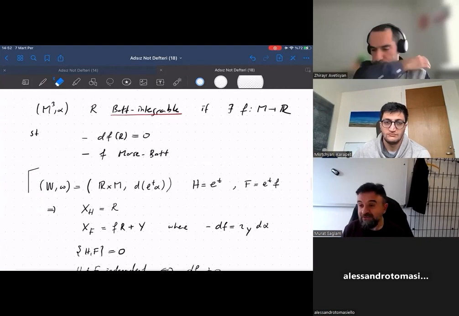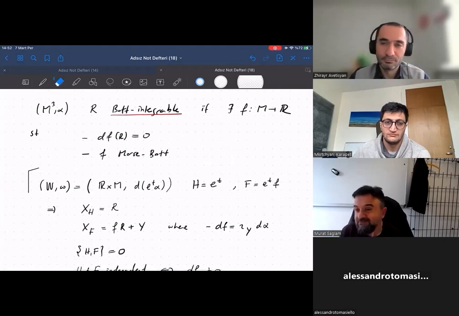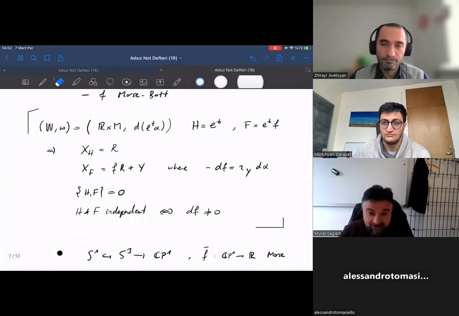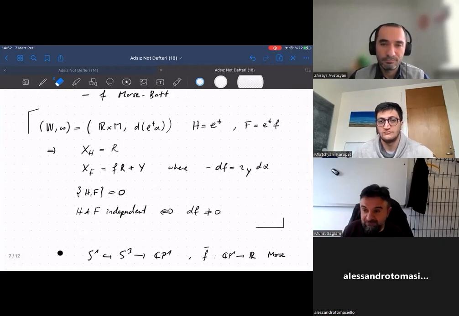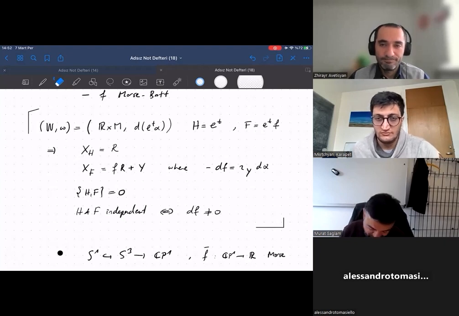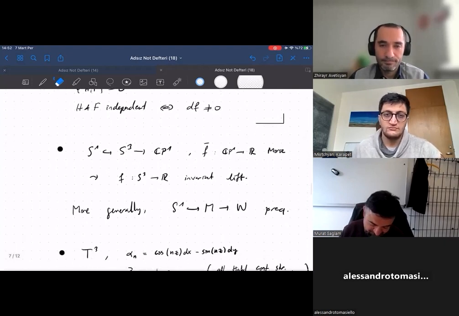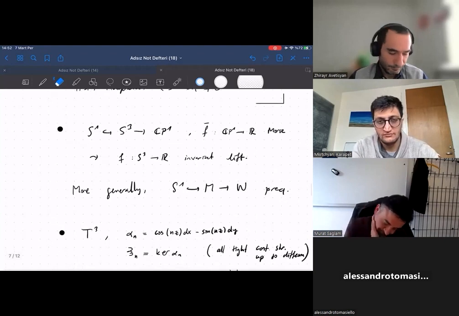Because somehow you can extract some structure on your manifold. So this is also something that I will skip. Why? This is somehow equivalent to the previous sense of integrability. But let me just go to some examples.